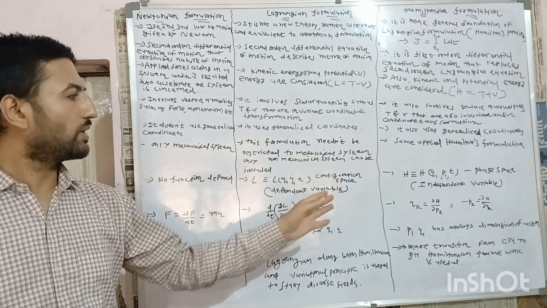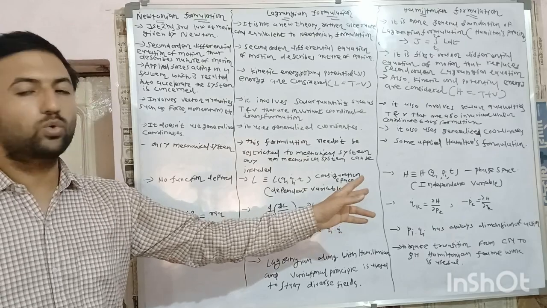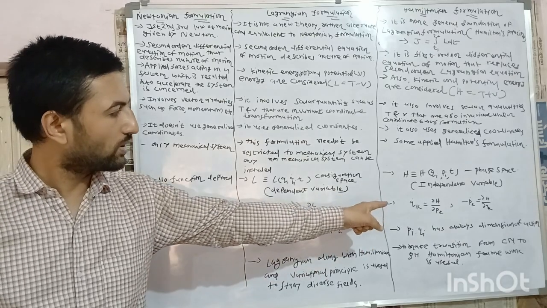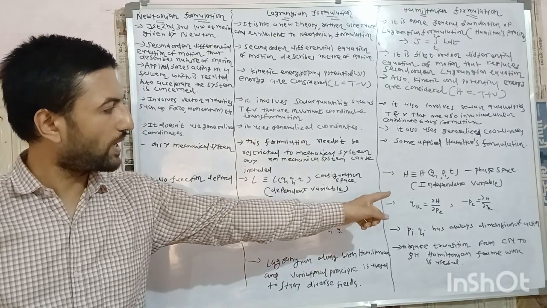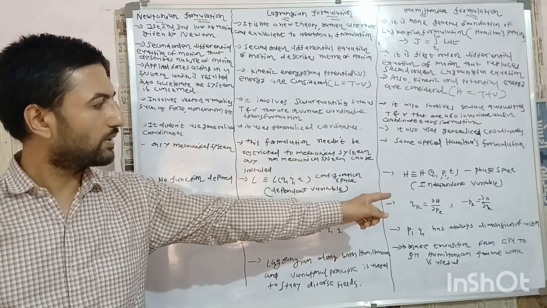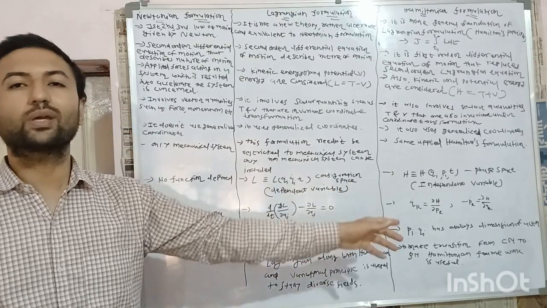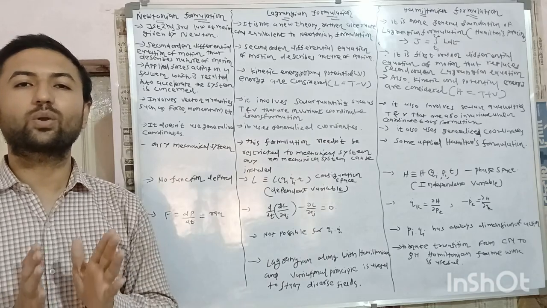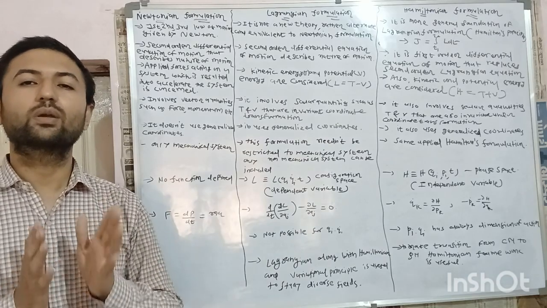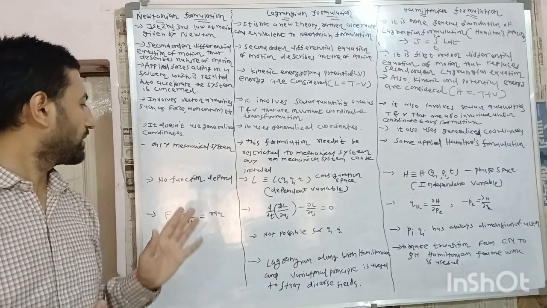Similar to the Lagrangian, in the Hamiltonian there are two equations. The first one is qk dot = ∂H/∂pk, and the second is −pk dot = ∂H/∂qk. These equations are known as the canonical equations of Hamilton's formulation.